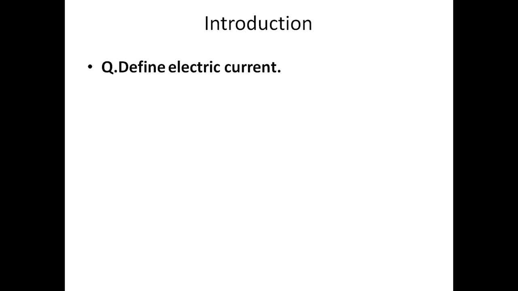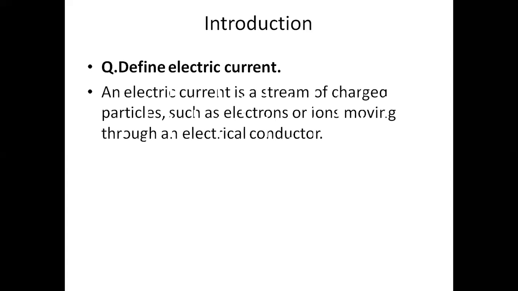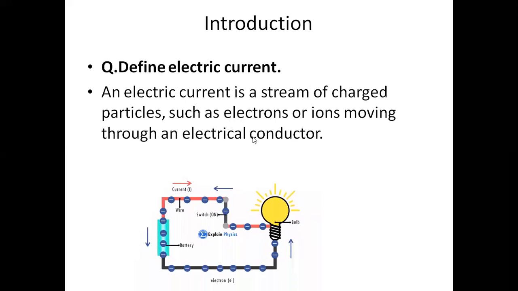First, we shall try to know the meaning. Already we know what is electric charge. We discussed. Now today, we shall try to find the meaning of electric current. What is electric current? Electric current is a stream of charged particles, such as electrons or ions, moving through an electrical conductor. Look at this circuit diagram, how the electrons move. So therefore here, the movement of electrons from one end to another, from higher potential to lower potential, decides the electric current.